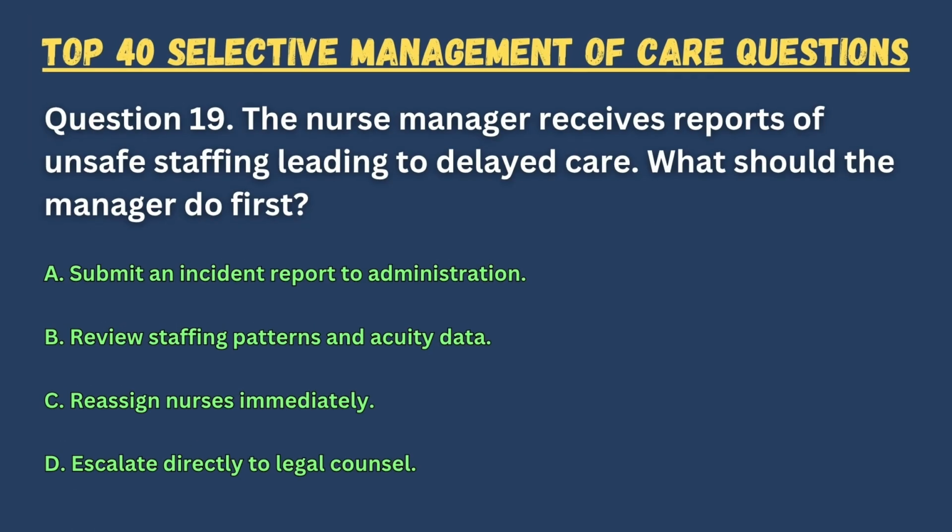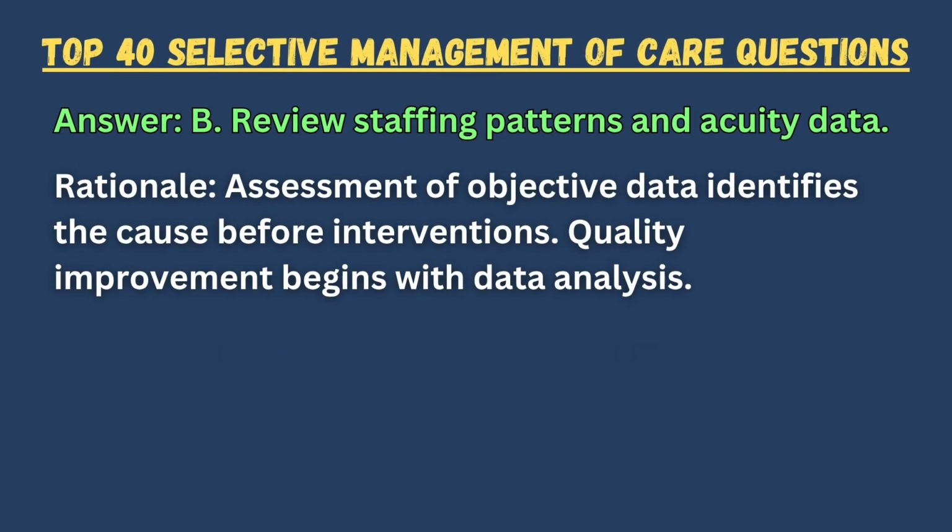Rationale: using objective data supports advocacy and reinforces nursing's professional role in collaborative care. Question 19. The nurse manager receives reports of unsafe staffing leading to delayed care. What should the manager do first? A. Submit an incident report to administration. B. Review staffing patterns and acuity data. C. Reassign nurses immediately. D. Escalate directly to legal counsel. Answer: B. Review staffing patterns and acuity data. Rationale: assessment of objective data identifies the cause before interventions. Quality improvement begins with data analysis.